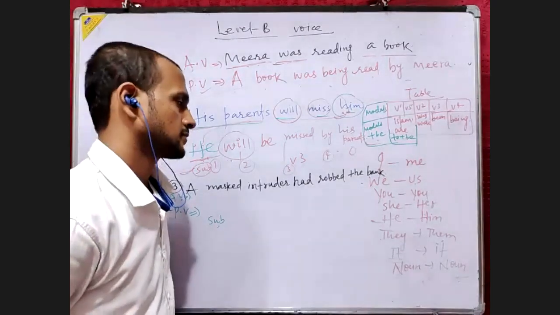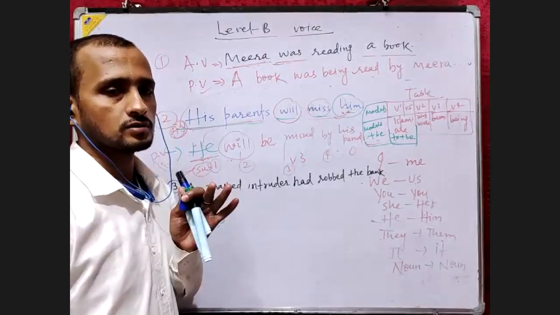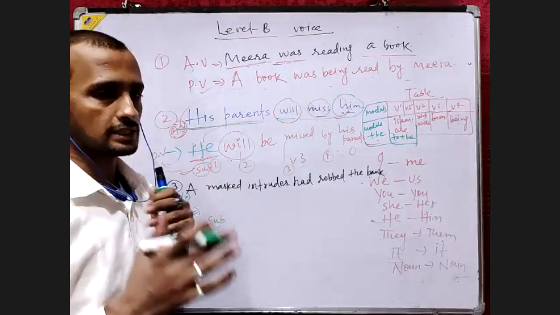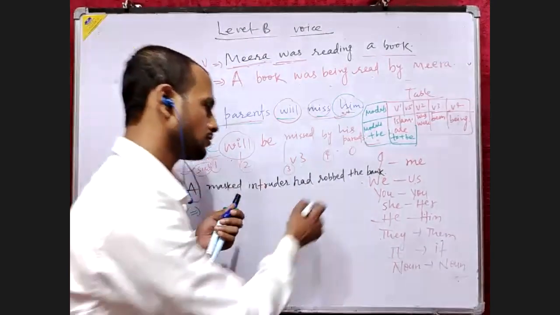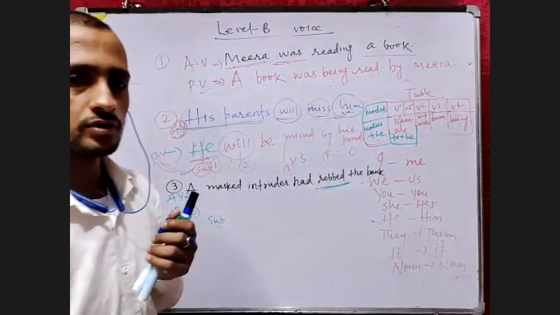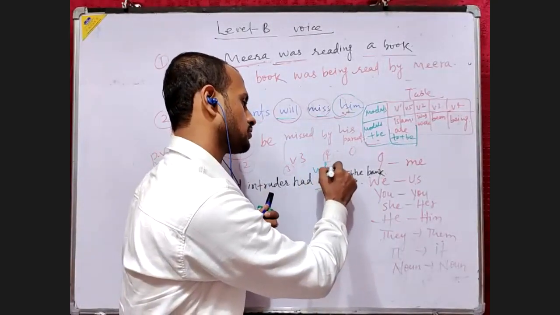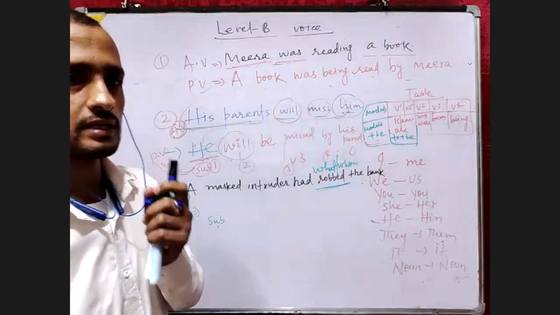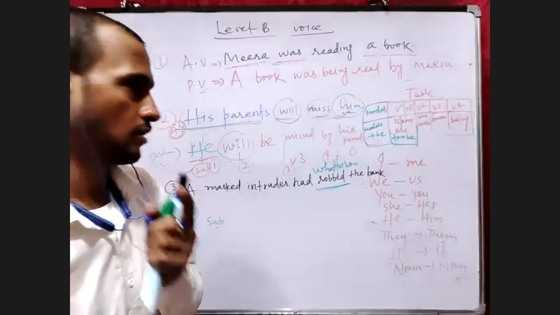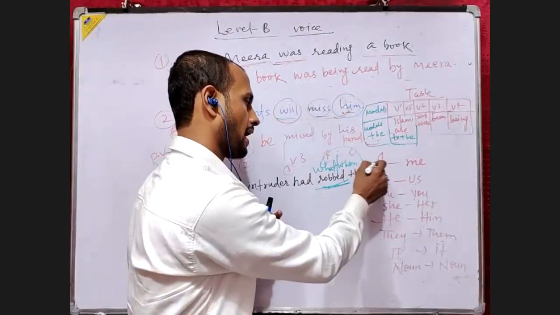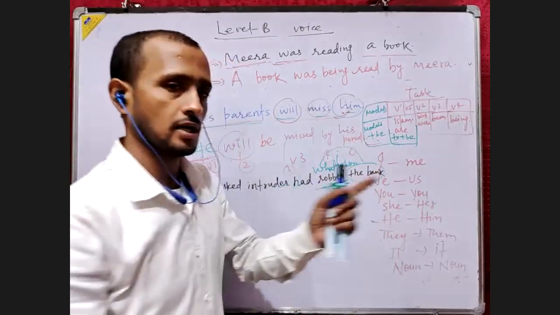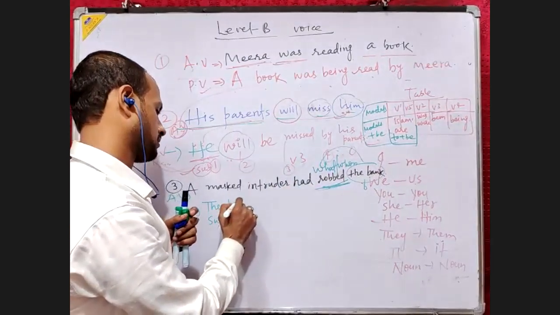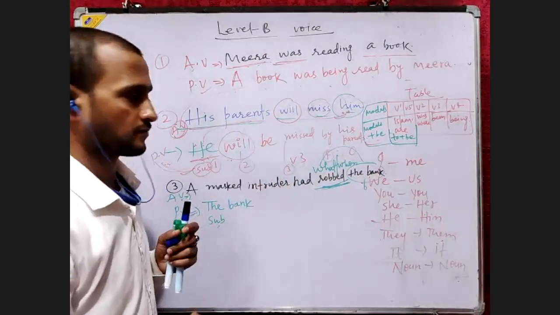Sir, the bank. Yes. Listen, if you don't know what the object in the sentence is, you have to find the verb. Before the verb, add what or whom. If you are able to find the answer to what or whom, that will be the object. What robbed? The bank robbed. That means it is the object. And the object will be the subject. What is the object? The bank. The bank will be the subject here.